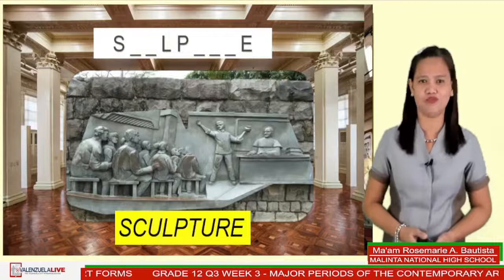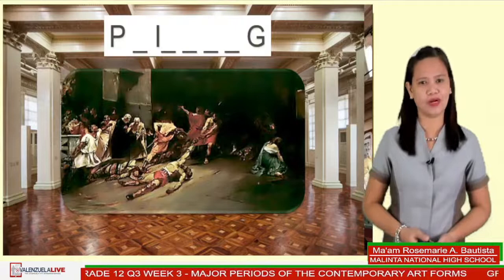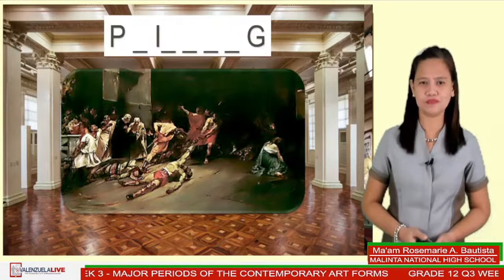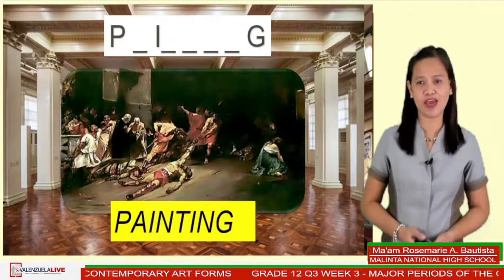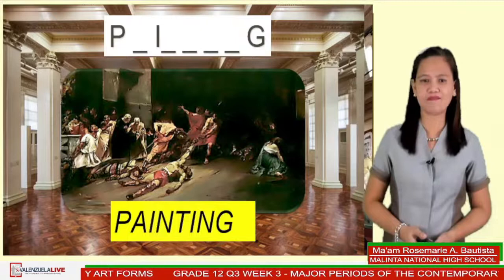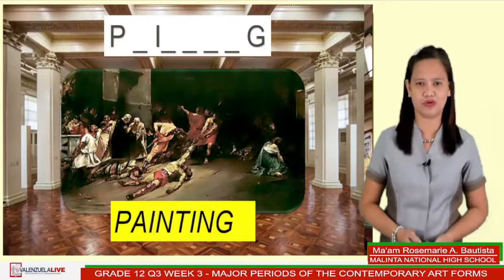Picture number 4. Guess the picture and type your answer. Your timer starts now. Time's up! Hit the wow emoji if your answer is painting. The Spoliarium is a painting by Filipino painter Juan Luna. Luna, working on canvas, spent 8 months completing the painting, which depicts dying gladiators.